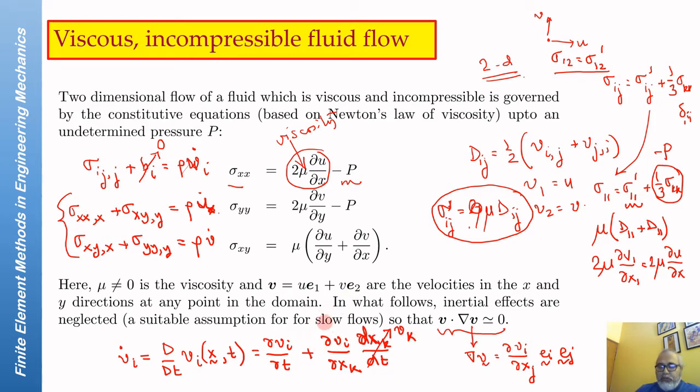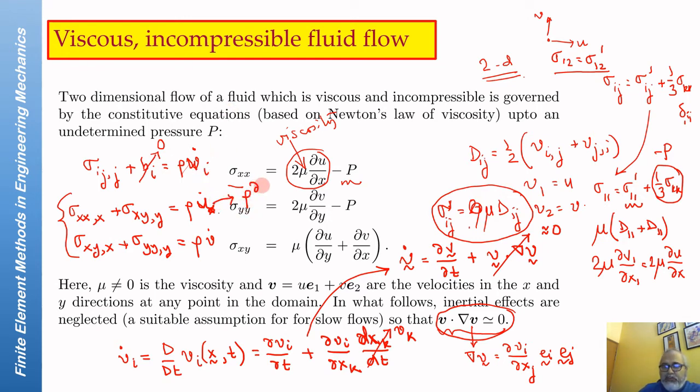So if you remember your tensors well, if you translate this into vector notation, it would be v dotted with the gradient of v. And by my assumptions, this is small. So this is almost equal to zero in my case, so that the right hand side of these equations are simply rho times del u del t and rho times del v del t for the kind of flows that we are considering.